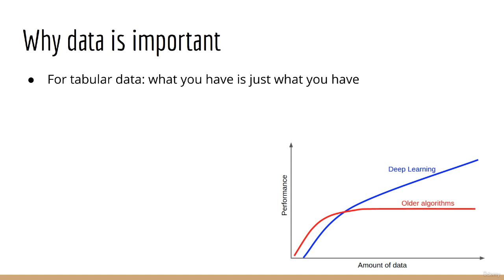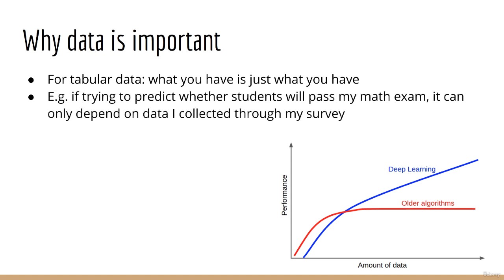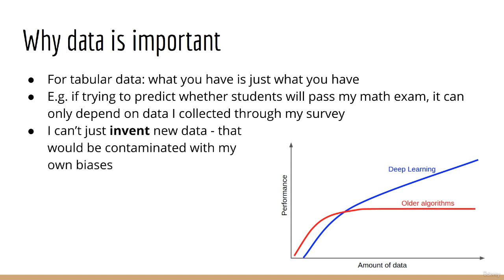If we're doing classification to see if you'll pass my math exam, and I base that on how many hours you study and how many hours you play video games, that can only depend on the data I collected through my survey. I can't just make up new data, which would necessarily include my own biases about student performance. I can't invent a new student who studied this much and played video games this much and then decide if he passed or failed. That wouldn't make any sense.